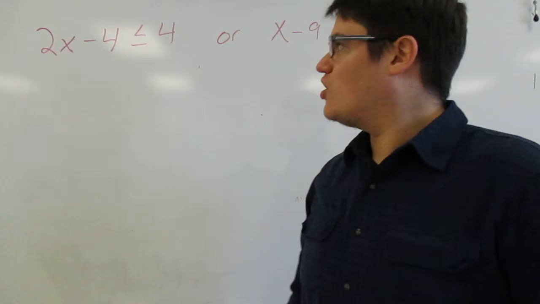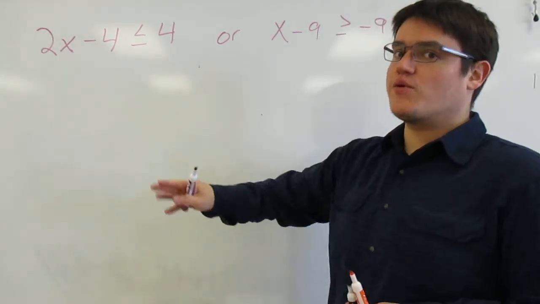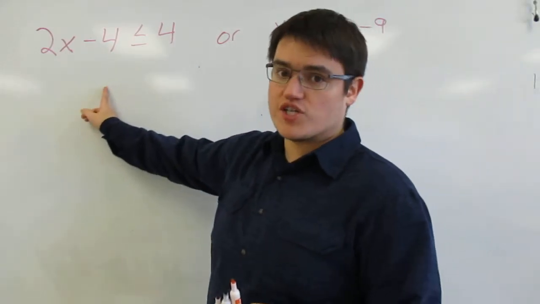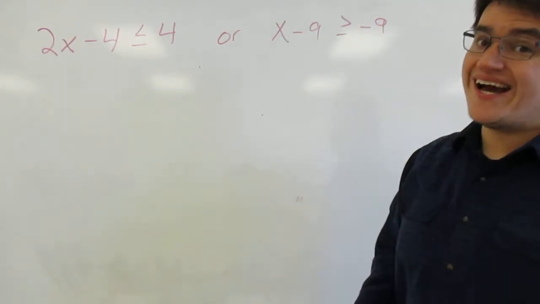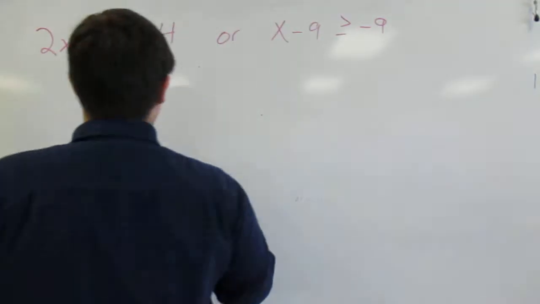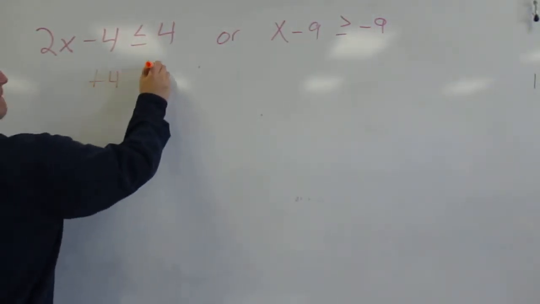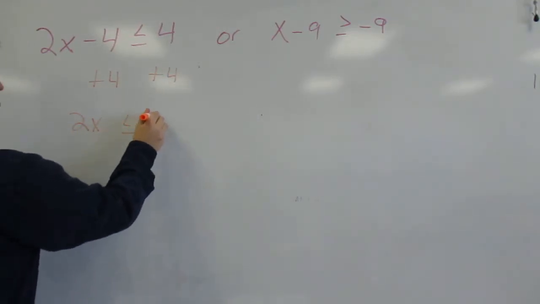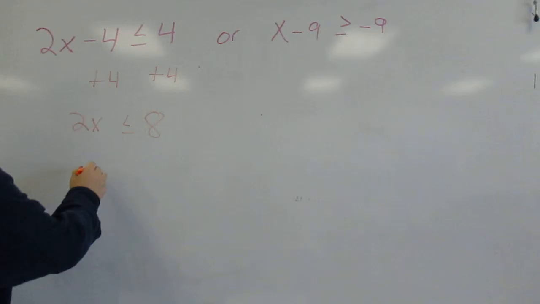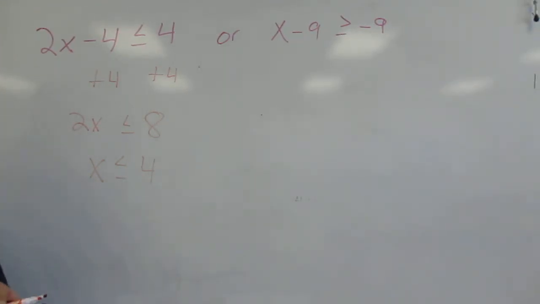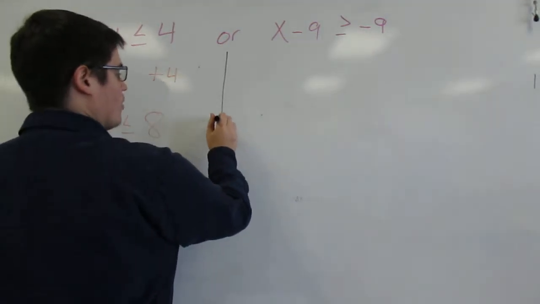Welcome back. Okay, first thing we should look at, this is an OR case, so that's work for this one or this one, not necessarily both. So let's do what we did before. Let's solve each one. Add 4. So 2x is less than or equal to 8. Divide by 2. X is less than or equal to 4. Bring down your OR.